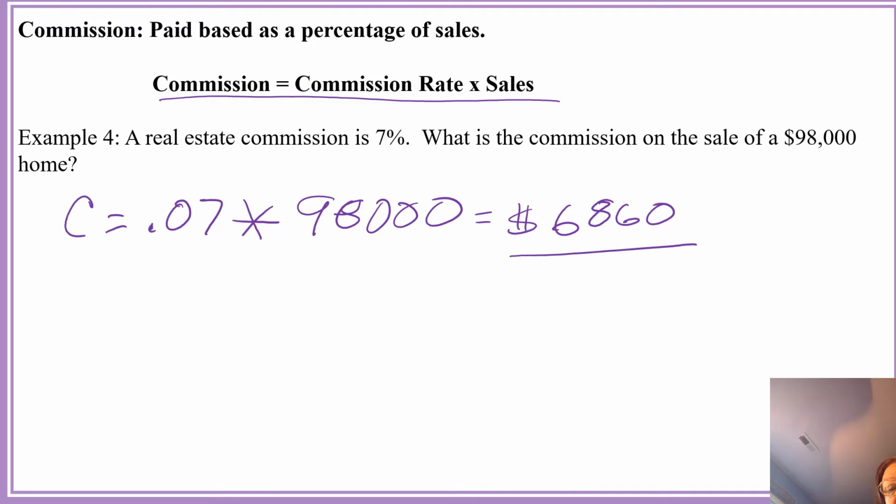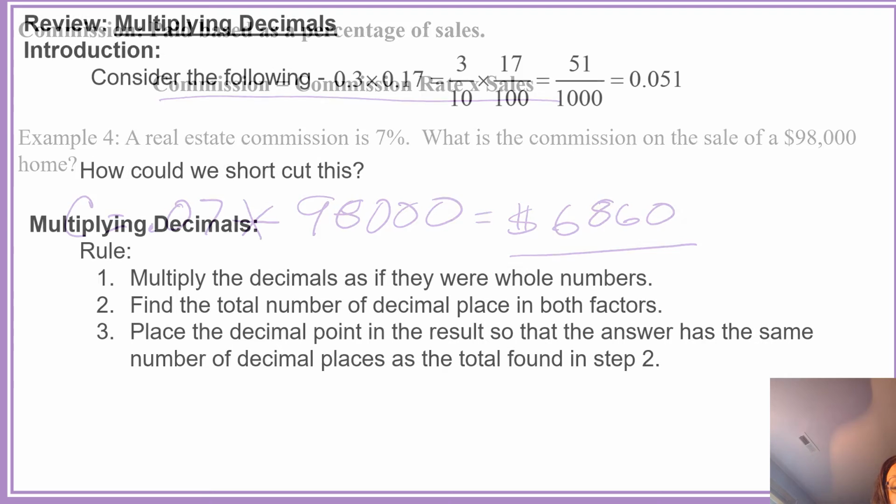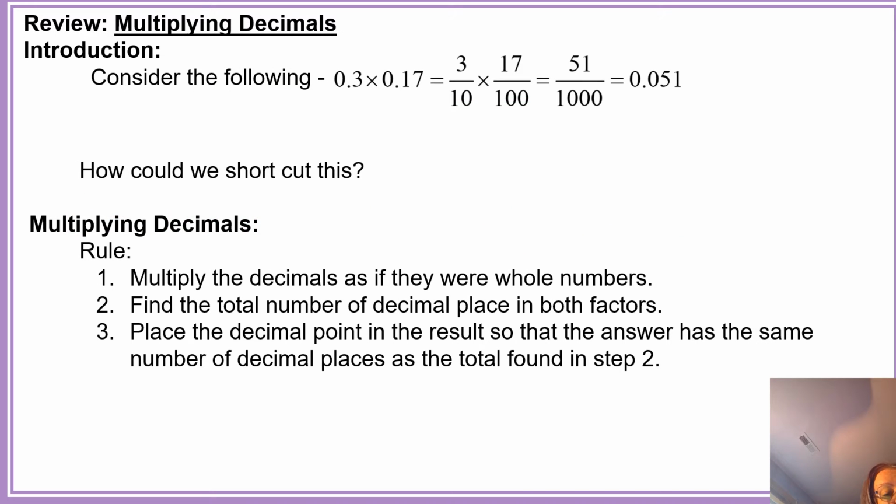Okay, so that's what the real estate agent would earn. Okay, so now we're just going to review a few things. Multiplying decimals. Remember, we did this last class or the class before. Anyway, consider the following. We multiply 0.3 times 0.17.